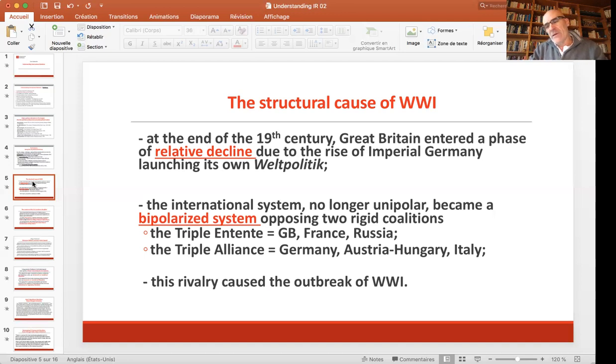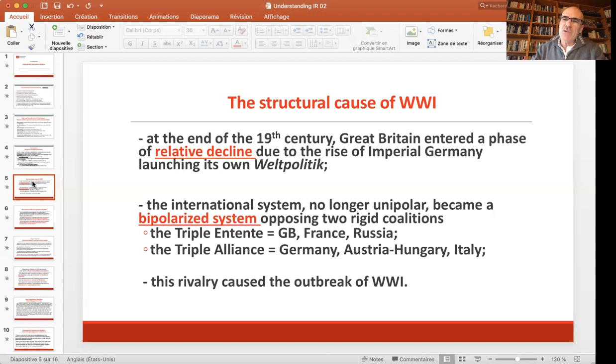He had practiced a somewhat moderate foreign policy. Things changed when Kaiser Wilhelm II, William II, the German emperor, fired Bismarck and launched his own Weltpolitik, as the German term goes. That is to say, he launched his expansionist world policy. Germany wanted to have its own colonial empire, and Germany also was eager to become the first naval power by increasing its naval resources. So this revisionist Weltpolitik by a dissatisfied Imperial Germany constituted a threat for the British.